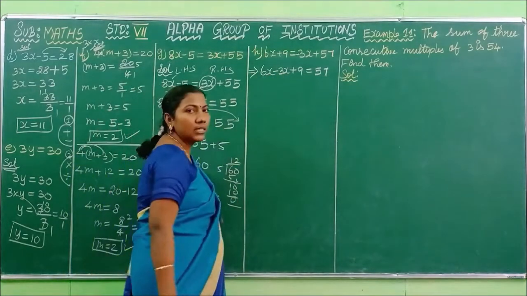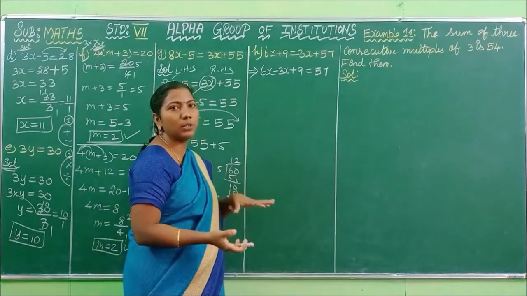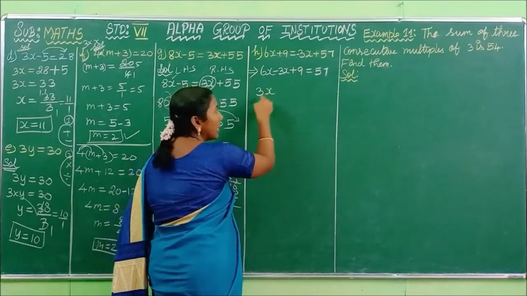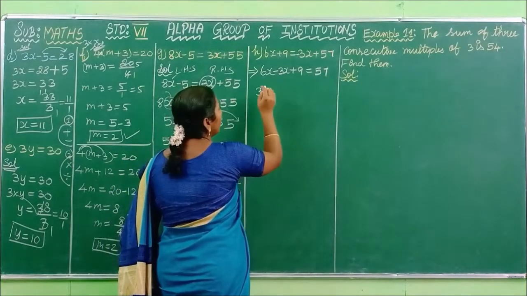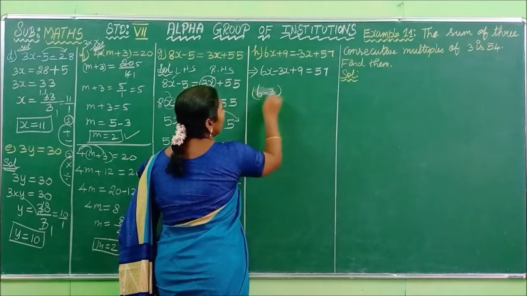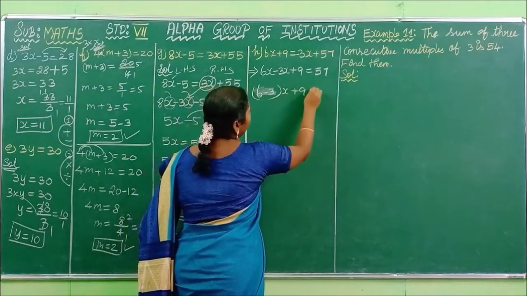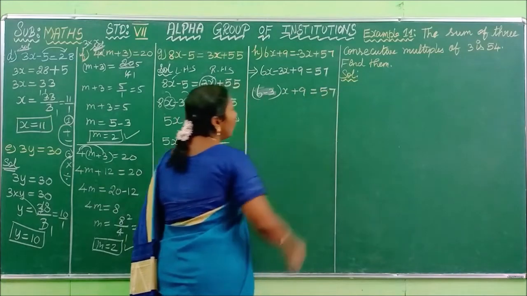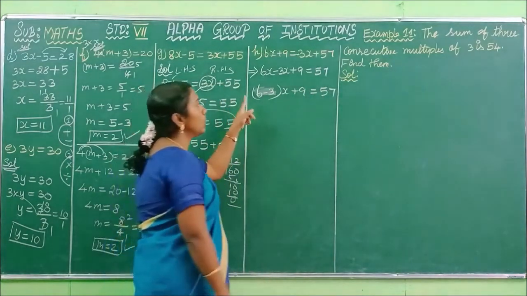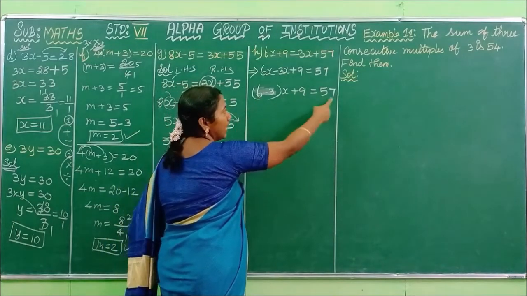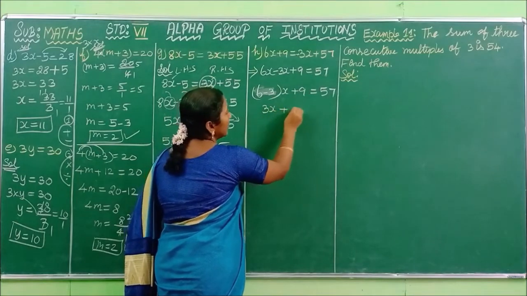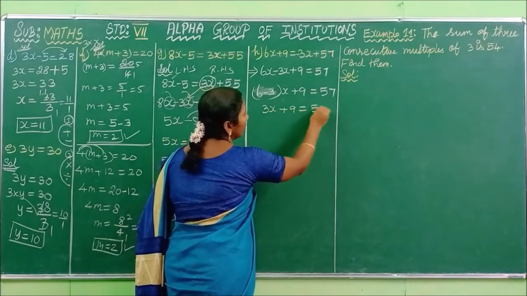So 6x minus 3x. 6 apples minus 3 apples. What is the answer? 3 apples. Instead of apples, we are writing x. So 3x. Okay. We can also include the steps. You can see here, 6 minus 3 x plus 9 equal to 57. For your understanding purpose, I am including this step. Okay. You may also skip this step. So 6 minus 3 into x plus 9 equal to 57. 6 minus 3, what is the answer? 3x plus 9 equal to 57.